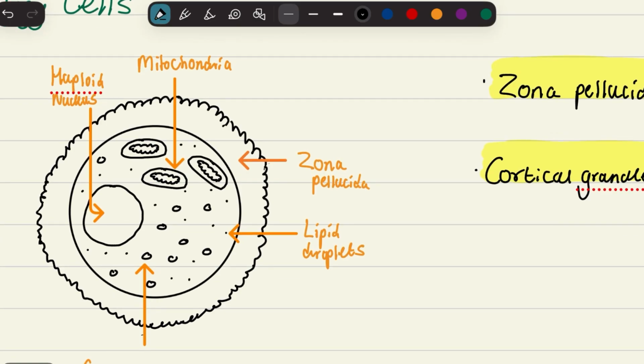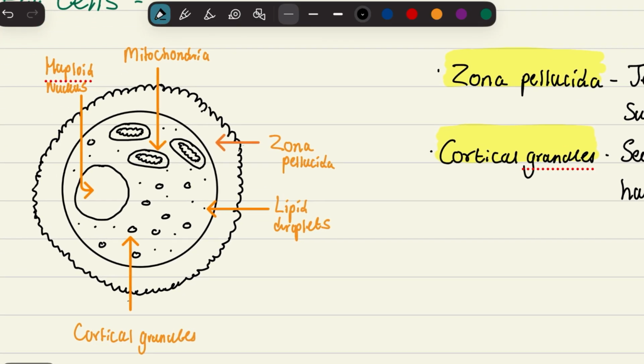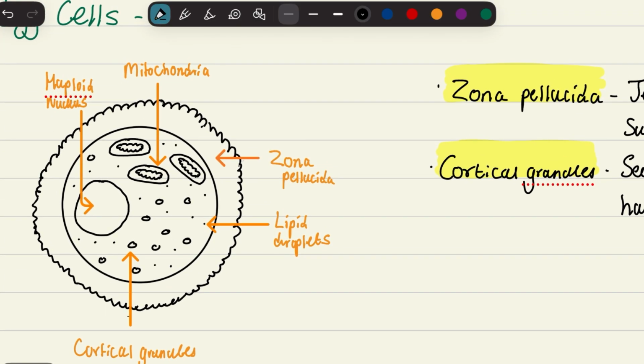Now let's look at the egg cell. Of course, we're dealing with something a bit different here, but again, we have a lot of similar features. We have this outer bit, a jelly-like glycoprotein layer called the zona pellucida, surrounding the cell membrane. Inside of the cell, we've got lipid droplets. We're going to use those for energy. We can use lipids as a source of energy if the glucose gets low. We've also got mitochondria, again for aerobic respiration. Cortical granules, we're going to talk about in a second. And a haploid nucleus, again, half the number of chromosomes.